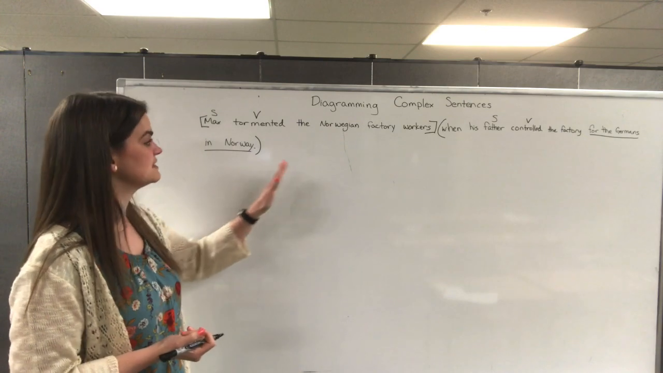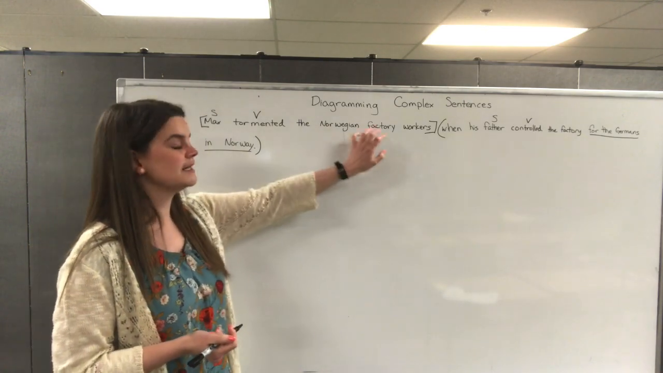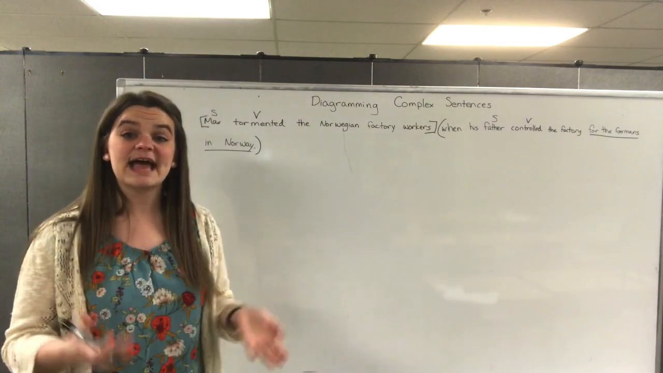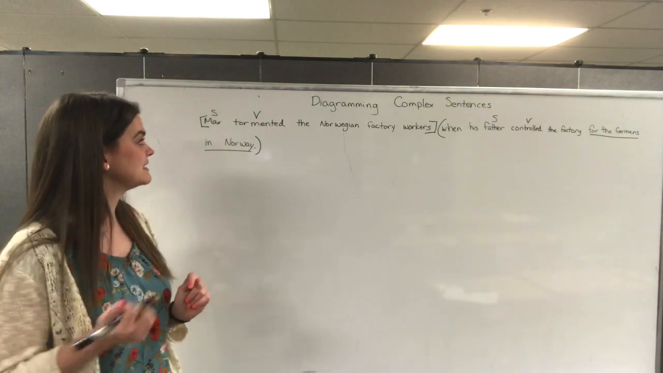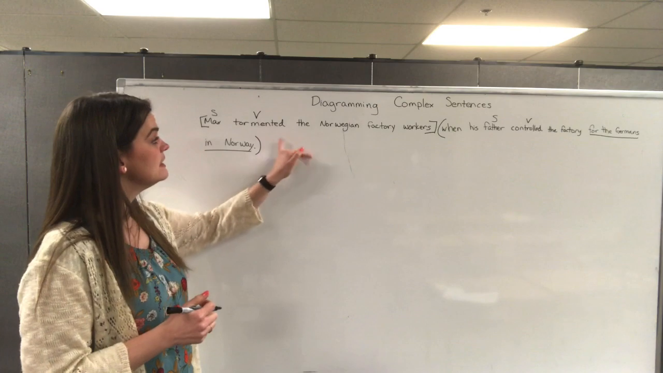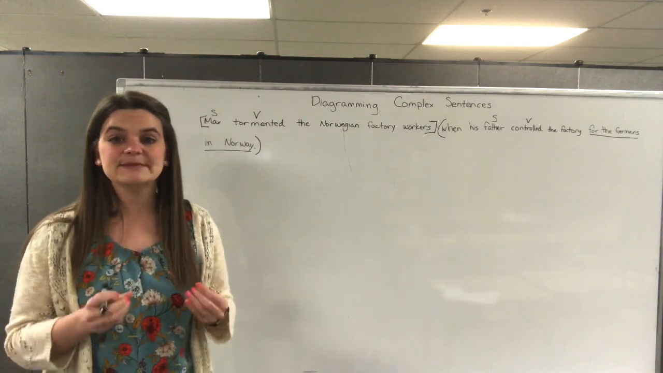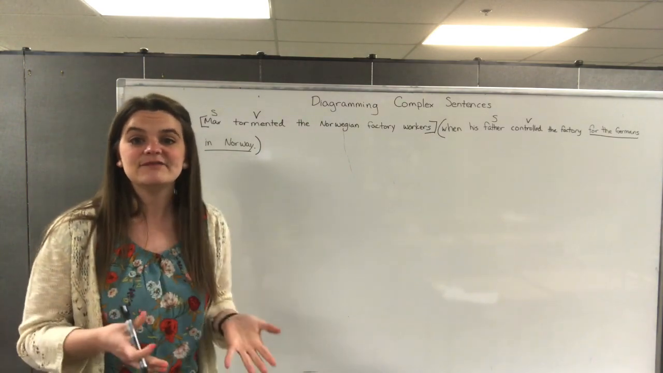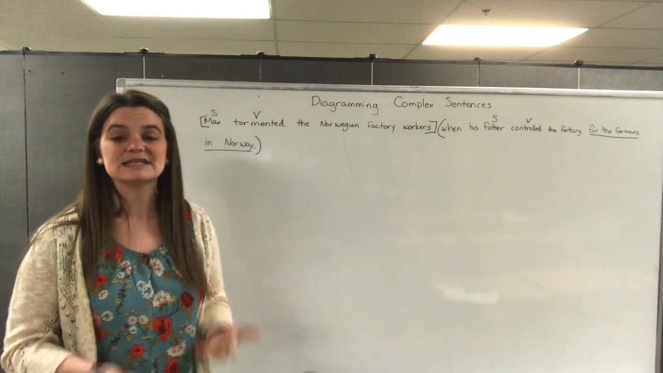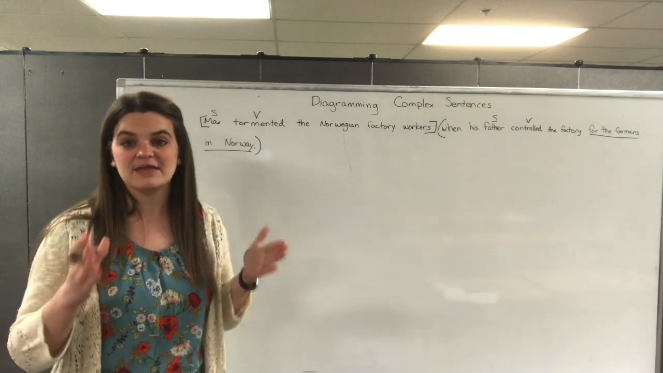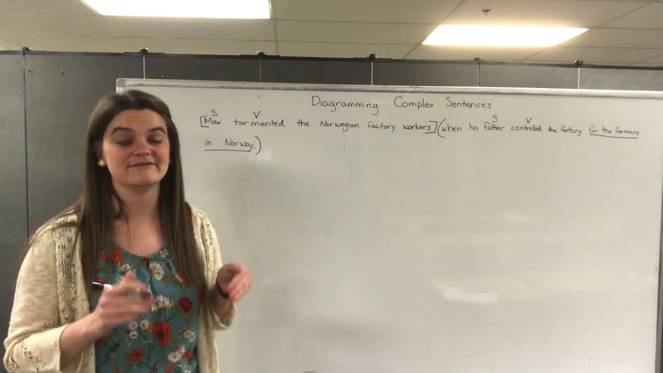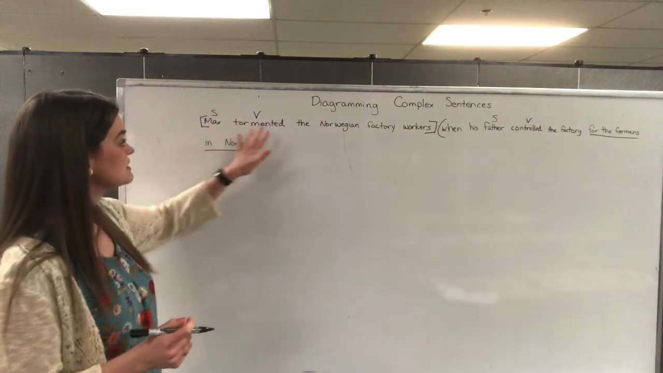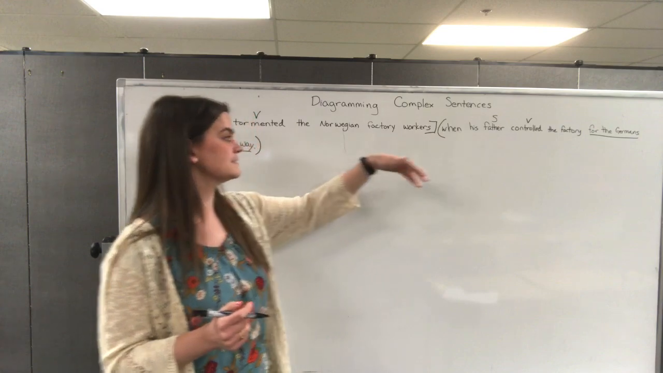We mark our subjects, our verbs, our independent clauses and dependent clauses, and then we can be ready to diagram. So when you're diagramming complex sentences, the first thing you do is you always diagram the independent clause first. Even if the dependent clause comes first in the sentence, the independent clause is the main thought of that sentence, and so it's going to be the top of our diagram. We diagram it first. So, Max tormented the Norwegian factory workers.